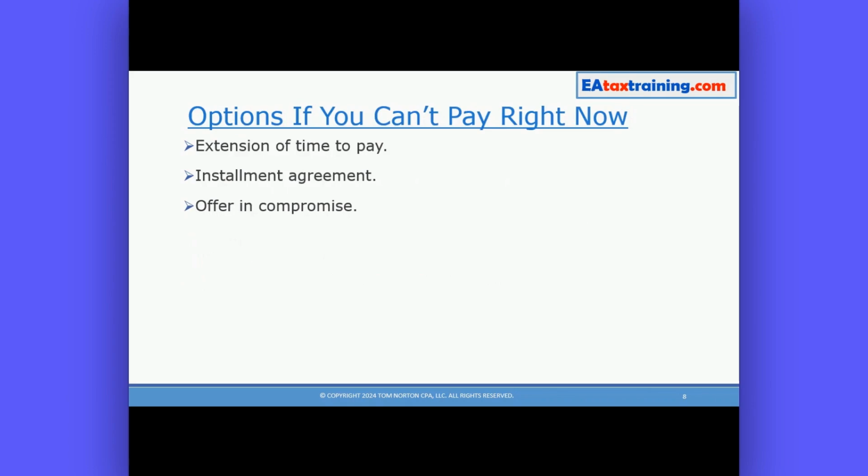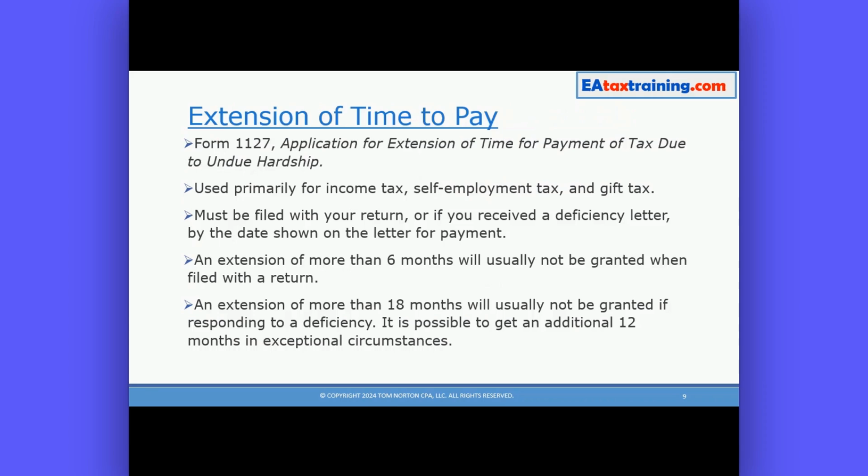So what are your options if you can't pay right now? Well, you've got 3 options. We'll talk about each of these in more detail. You can request an extension of time to pay. You can request an installment agreement, and you can request an offer in compromise. So an extension of time to pay, you apply on Form 1127, and you can see the name of the form is Application for Extension of Time for Payment of Tax Due to Undue Hardship.